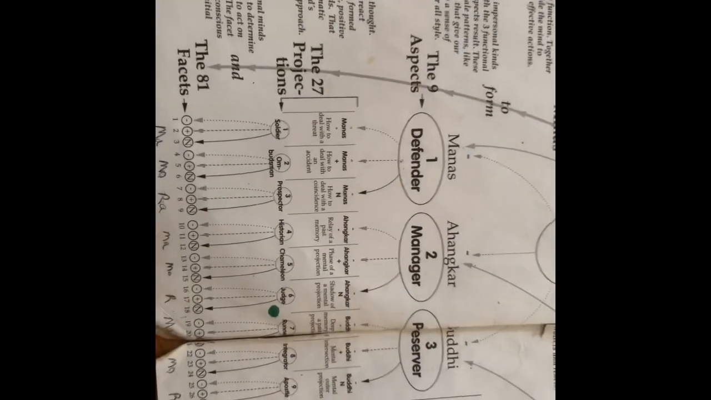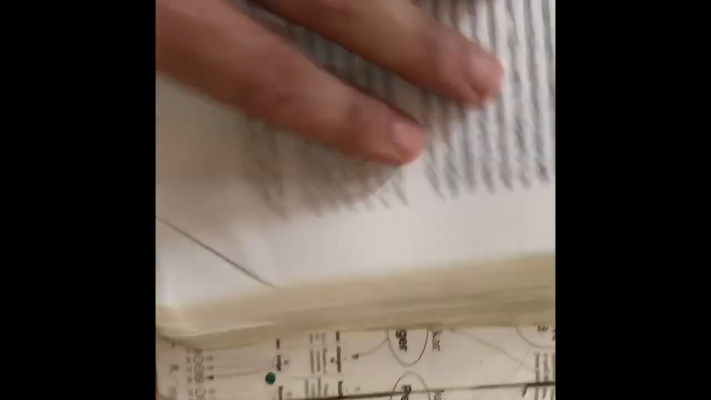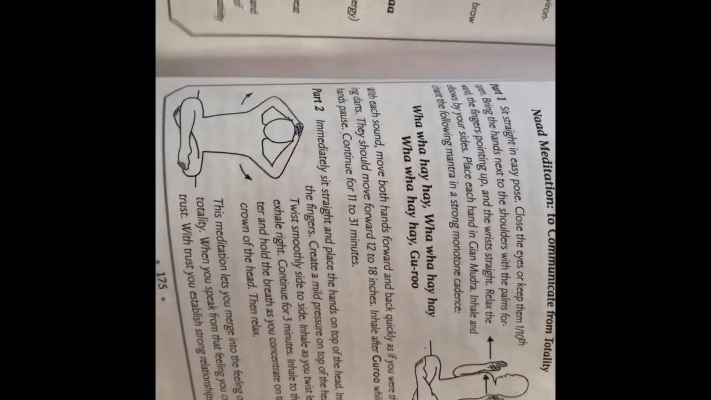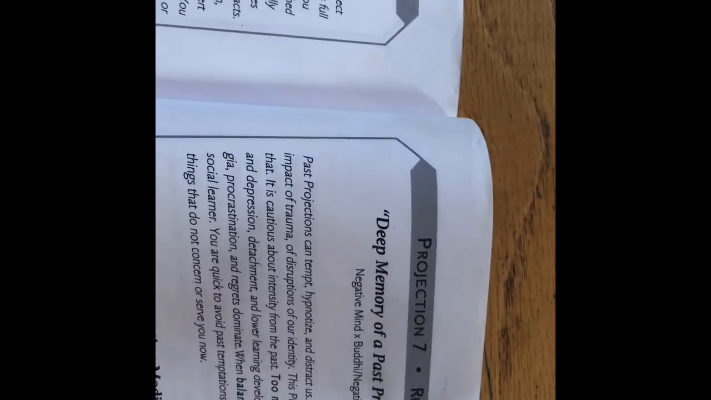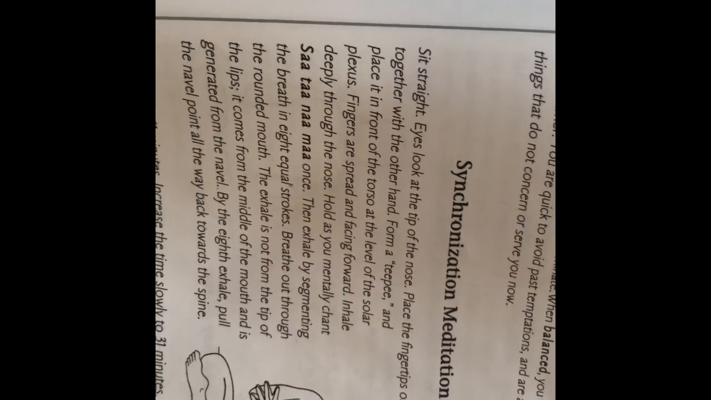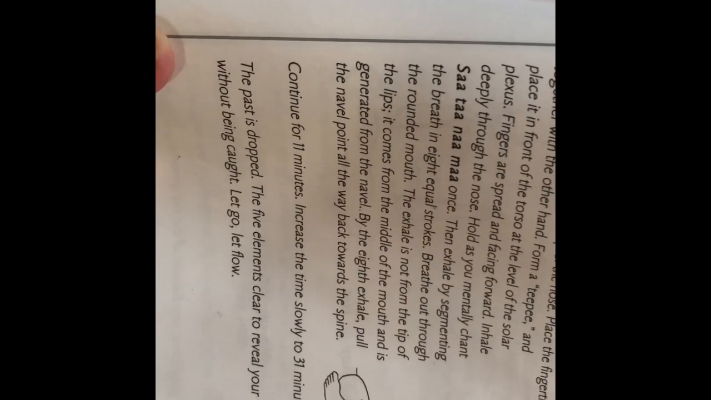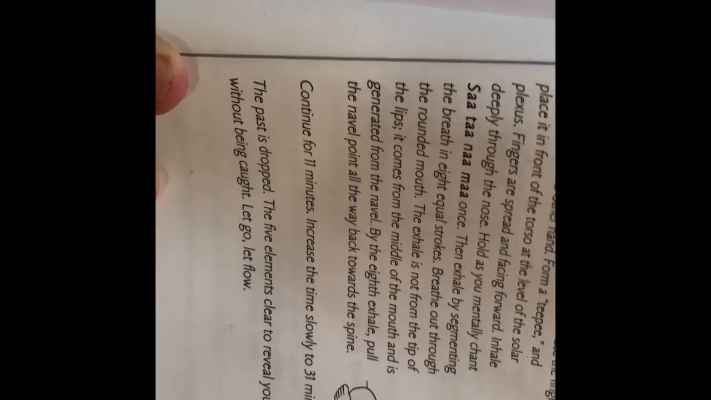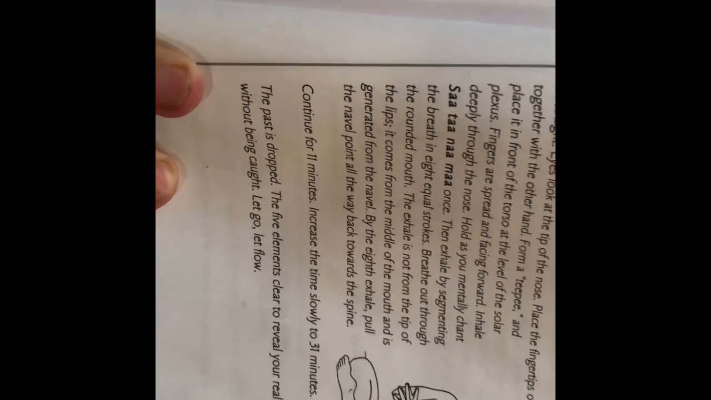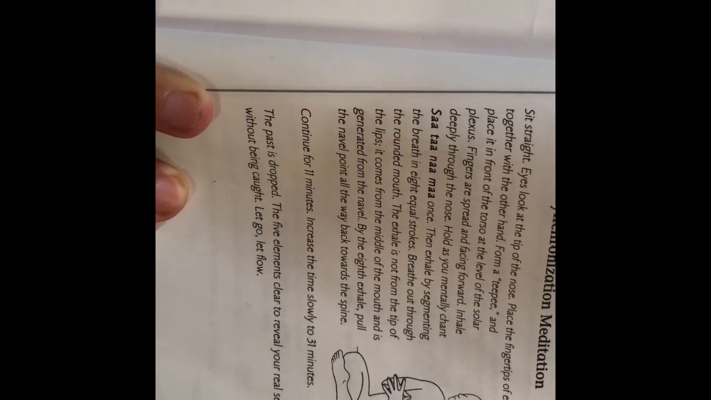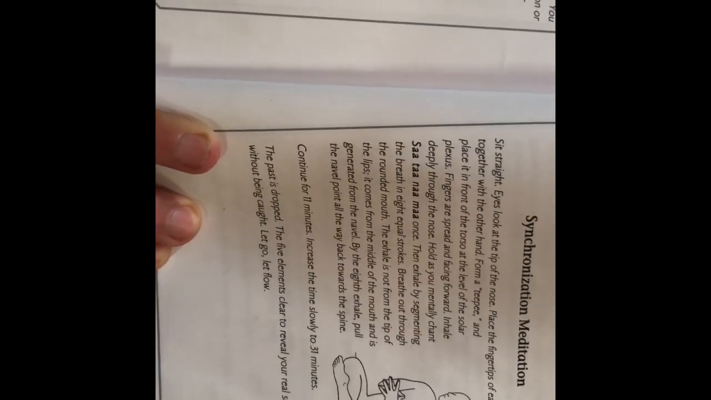So what you do now is you flip through the book and find projection 7, the runner, deep memory of past projection. And then the meditation, which is actually a breath practice with an internal mantra, is done for 11 to 31 minutes. So now I'm going to go ahead and show you how to do this meditation.